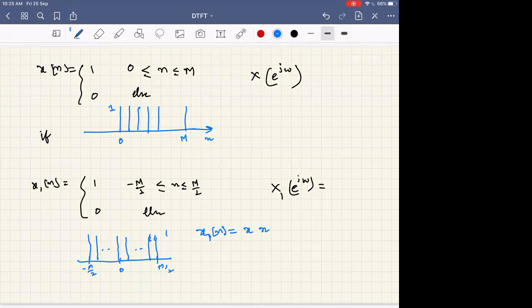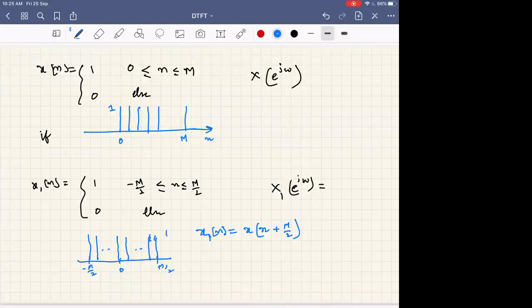X of n plus m by 2. Right. So whichever is 0, x of n at n equal to 0 is equal to x1 of n at n equal to minus m by 2. Okay, so something like this.